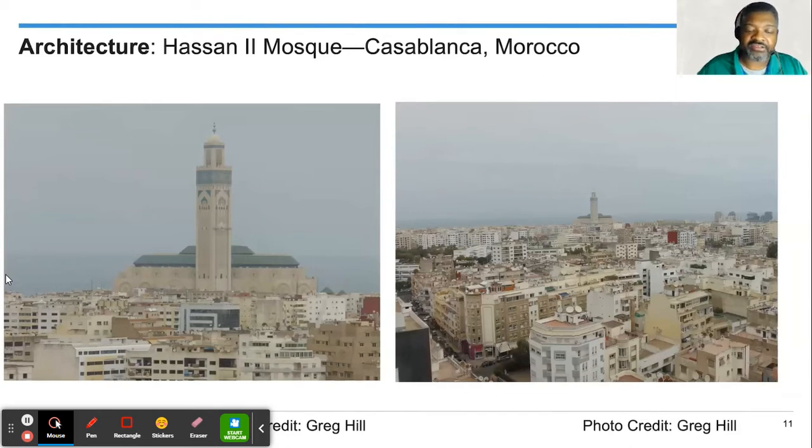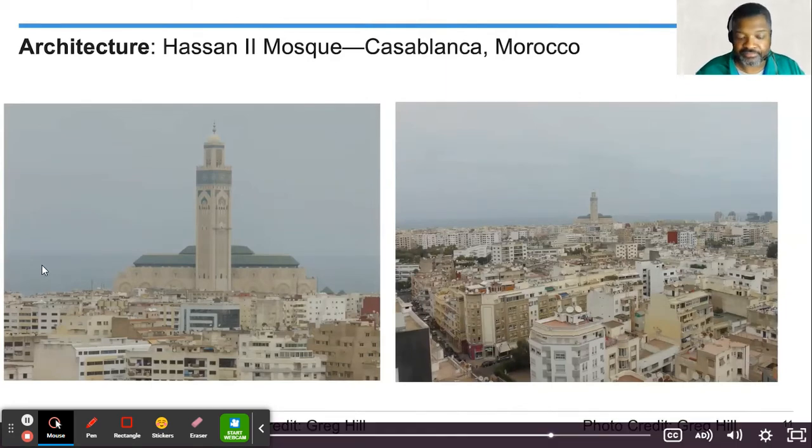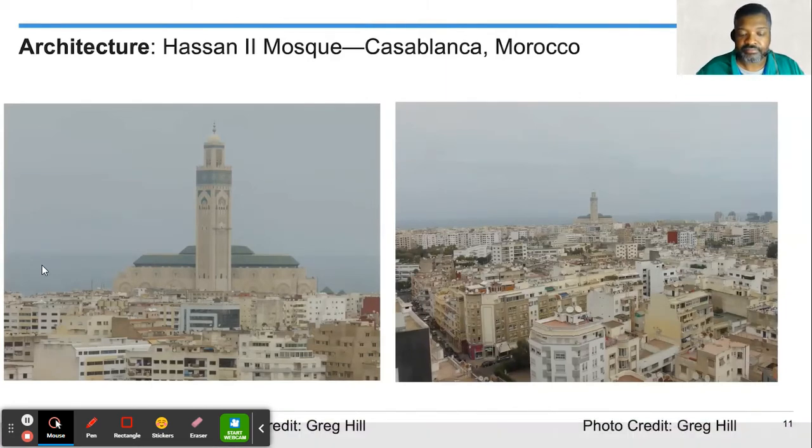Here we have the Hassan II Mosque in Casablanca, Morocco. King Hassan II is the former king and also the father of the current king, Mohammed VI. Notice how large and pronounced the mosque is in the cultural landscape. What does this tell us? In Moroccan society, the king not only is the head of state, but is also known as the commander of the faithful and acts as a spiritual leader as well.